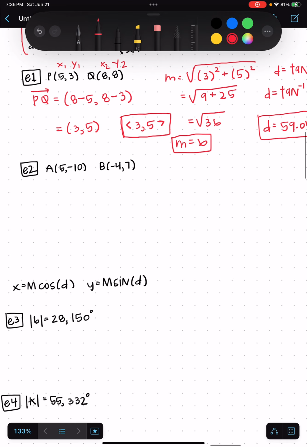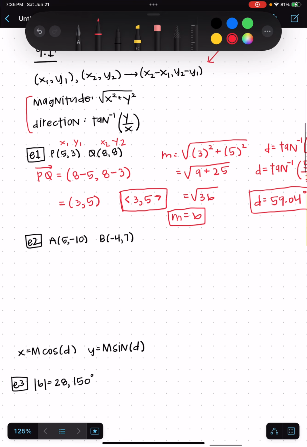Okay, so then let's do the same thing for this example too. So I'm going to start with my formula. Let me zoom back up. The formula would be, for AB, we're going to have AB with the arrow on top is x2, which is -4, minus x1, which is 5, y2, which is 7, minus y1, which is -10. The first thing I noticed is that you've got 2 negatives right here, so I'm going to make it a positive. And then we're going to simplify that, so we'd get -9, comma 17. Because it's a vector, I'm going to put it in those V-shaped brackets. -9, comma 17, bracket. There we go.